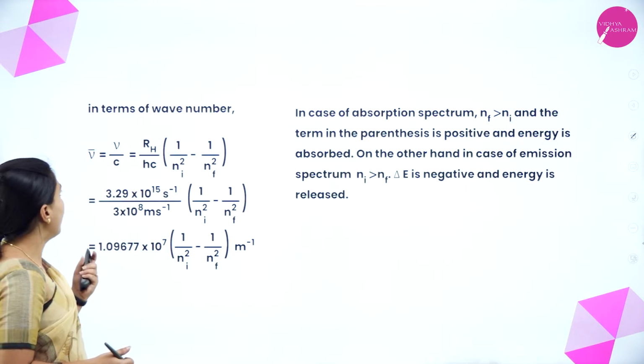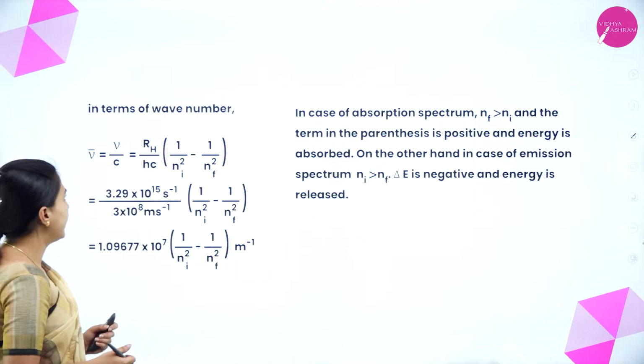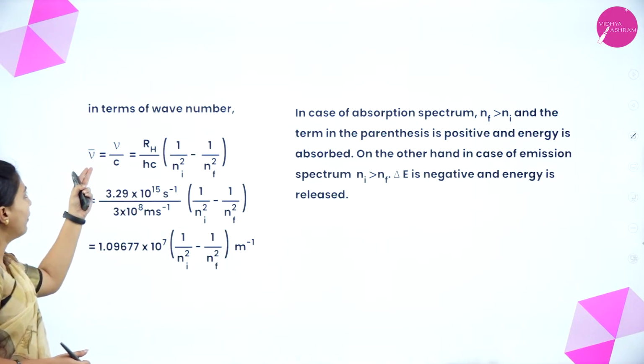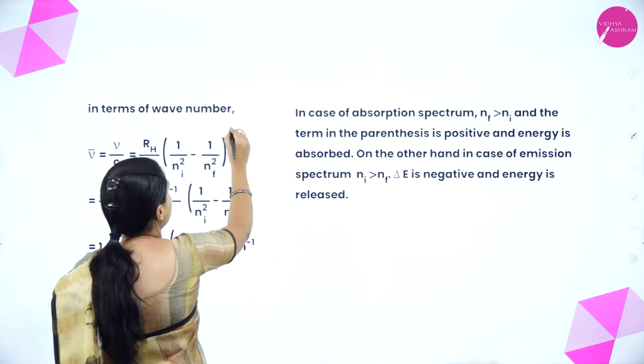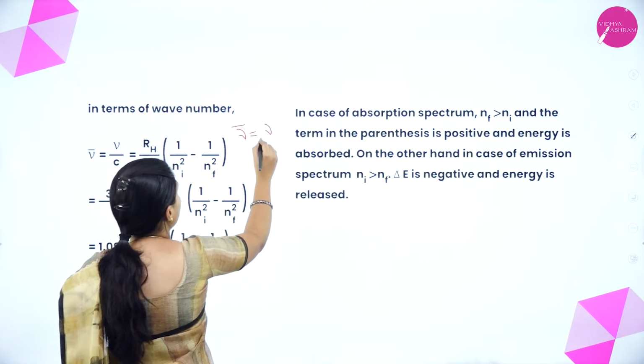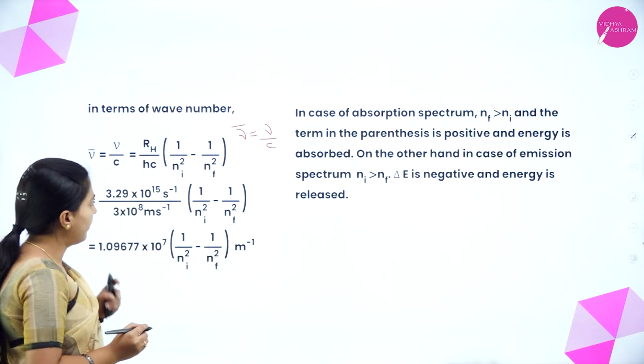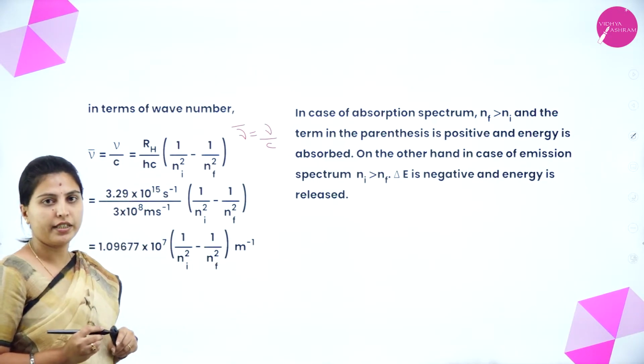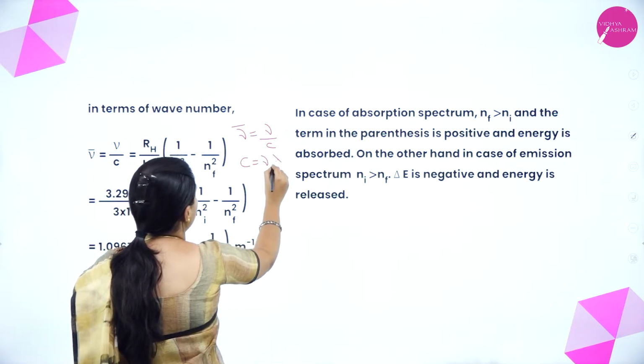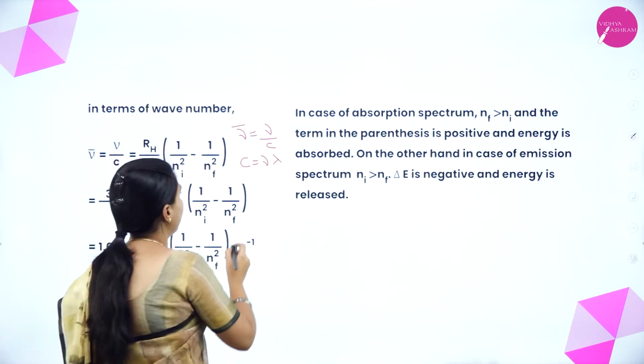In terms of wave number, let us see how it can be obtained. Wave number means nu by c. They have given it like this, right? C equals nu lambda, which is the common equation.